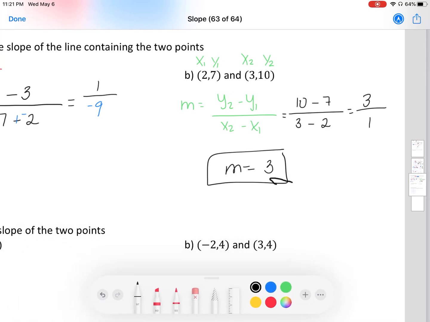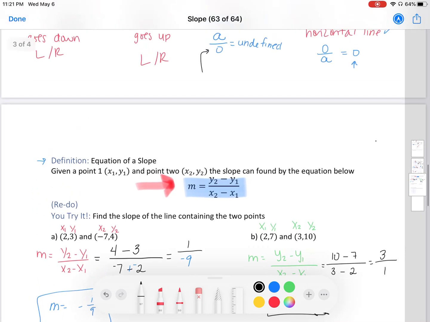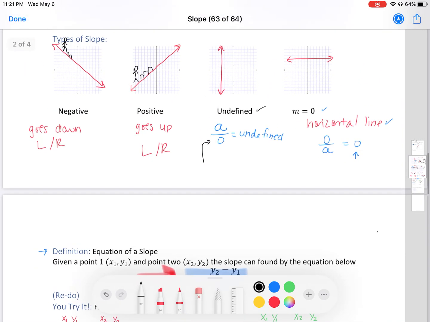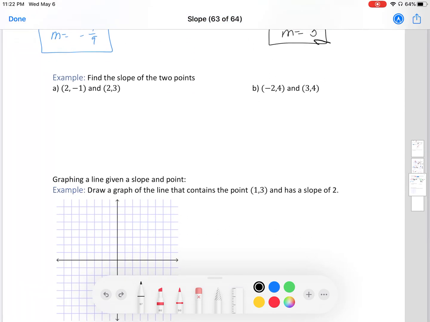Okay, let's do 2 more examples. These 2 examples will be our funny situations. So these are the undefined slope and the slope of 0, just so you see how those look. Find the slope of the 2 points. So let's label our points. I have x1, y1, x2, y2. And our equation is m is equal to y2 minus y1 over x2 minus x1.